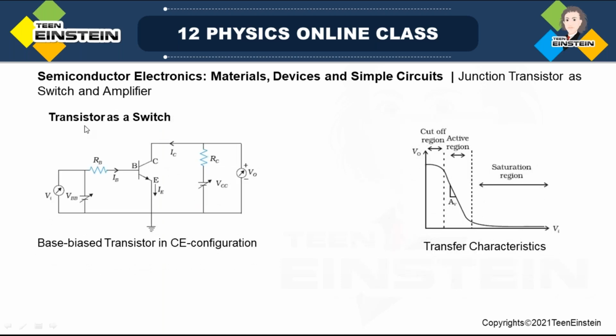So this is the circuit diagram. This circuit diagram is called a base biased transistor in CE configuration. CE configuration means common emitter. C for common and E for emitter configuration. That means the emitter is grounded and it is used in both input and output biasing. So what is this junction then? This is called the BE junction and this is called the CE junction.